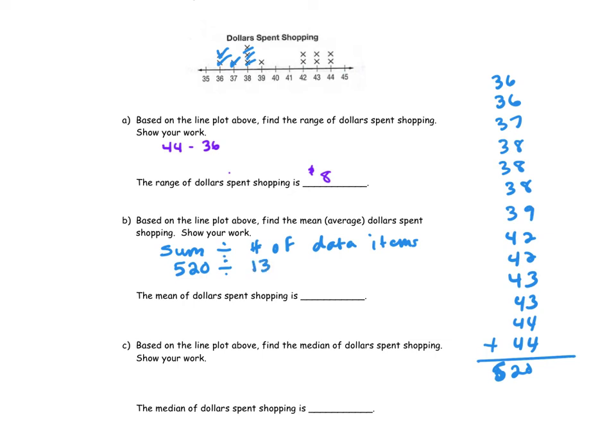So when you pause and take 520 divided by 13, the answer is 40. So the question says the mean of the dollars spent shopping is $40. And you're going to notice that wasn't necessarily a number that was plotted. However, it does look like it's in the center of the data. It falls in the center between 36 and 44. That's a good number. So now let's go to the very last question.